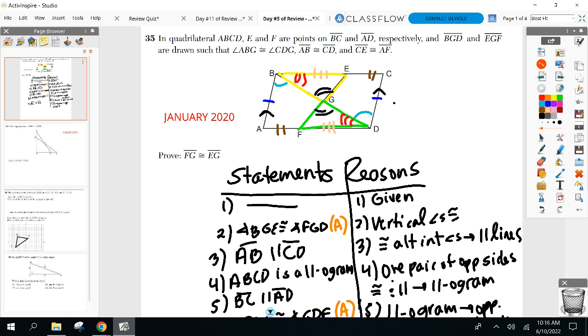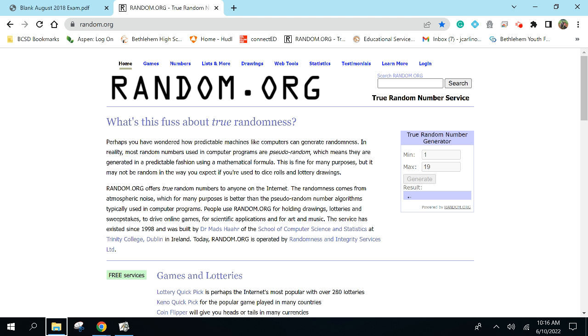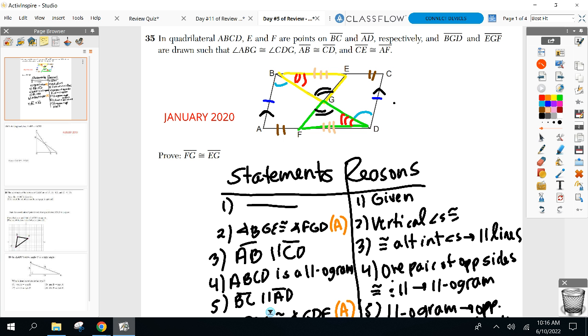Angle, side. And then what's the reason, we didn't say it, but what's the reason FG and EG are going to be congruent after angle, side? CPCTC. Alrighty.